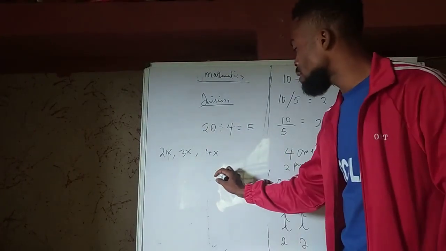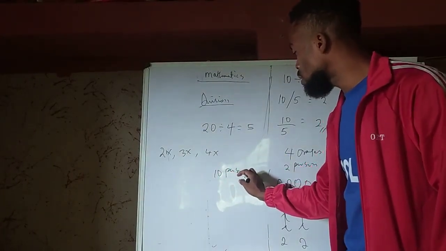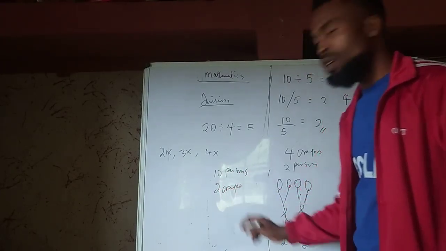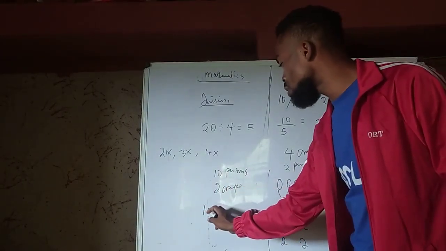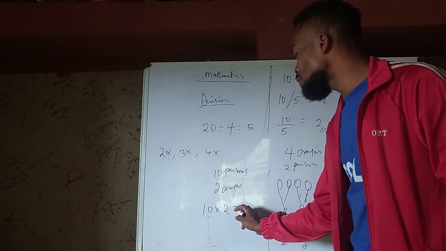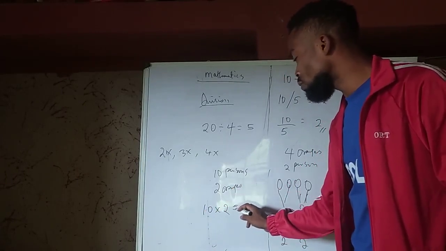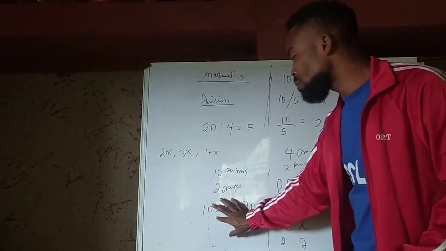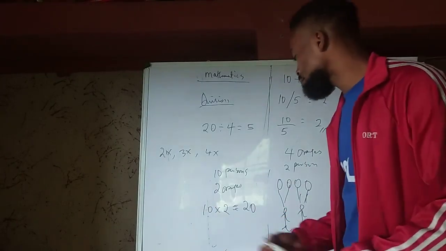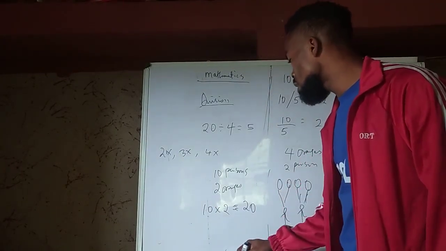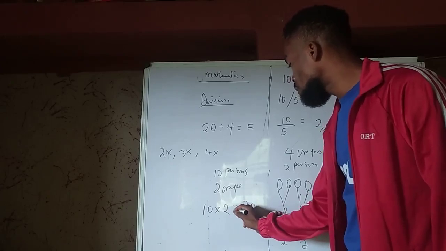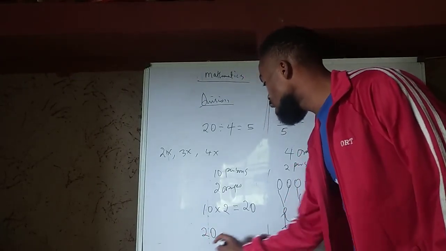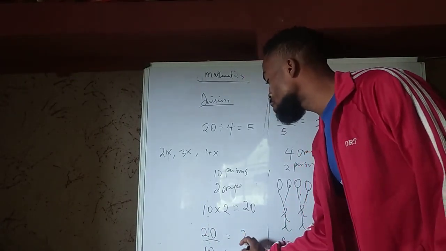Let's say you have 10 persons holding 2 oranges each. In multiplication, that means 10 times 2 will give us the total number of oranges, which is 20. You get that. Now that is for multiplication. Now let's also say we have a total of 20 oranges, divided by 10 people. How many will it be? It's still 2.